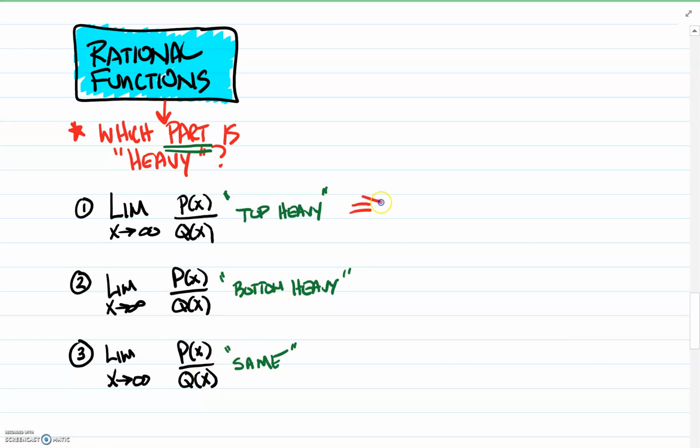So if I have a top heavy function, then the limit as x goes to infinity is just going to be plus or minus infinity, whatever it happens to be, depending if it's shooting up or shooting down. If it's bottom heavy, you're guaranteed that the limit as x goes to plus or minus infinity is going to be 0 because there's going to be an asymptote at y equals 0. If it's the same, then all you got to do is take the coefficients of whatever is in front of the p and whatever's in front of the q, we'll call it a and b, and divide them, and that will be your limit.